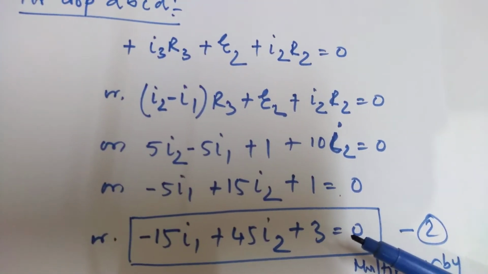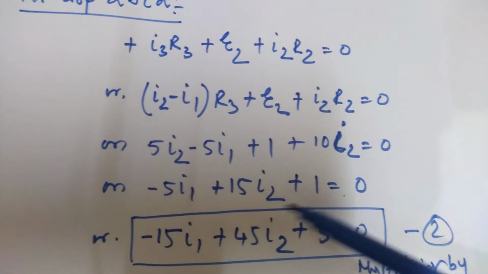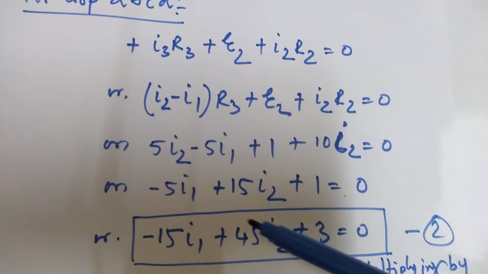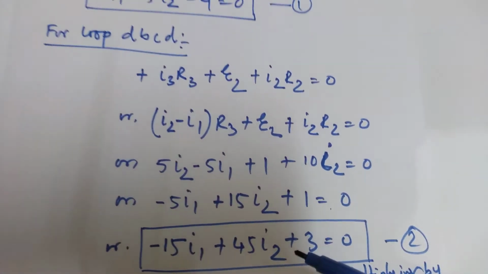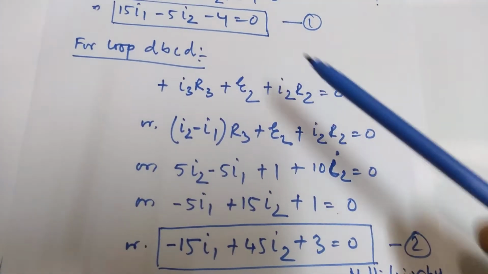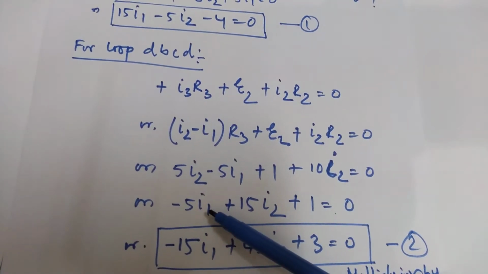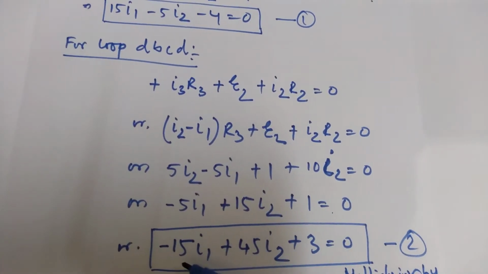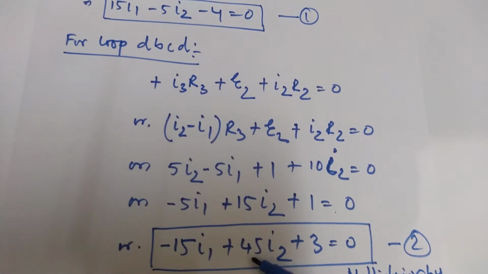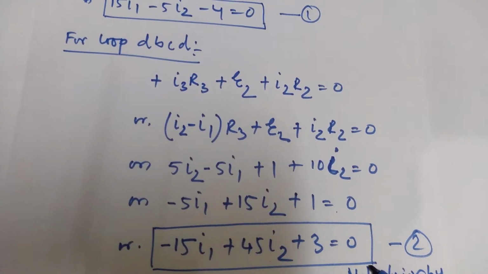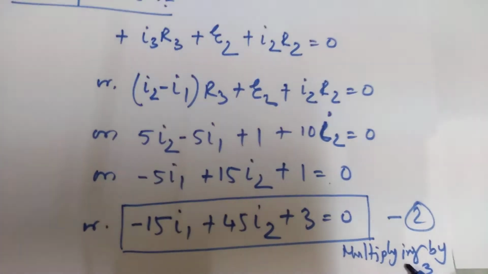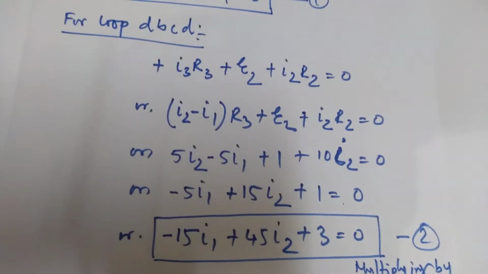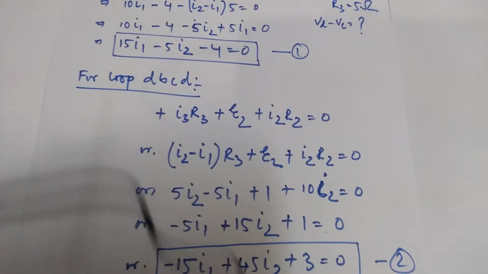What I did over here is multiply this equation by 3, so that I can add equations 2 and 1. So this equation multiplied by 3 gives 15 I1 plus 45 I2 plus 3 equal to 0. I just multiplied this equation by 3. Now I am going to add these two equations to find the solution.